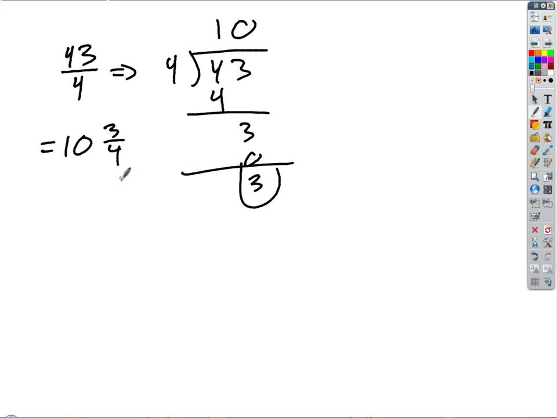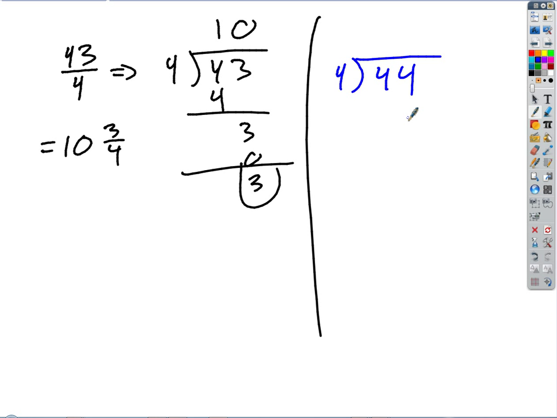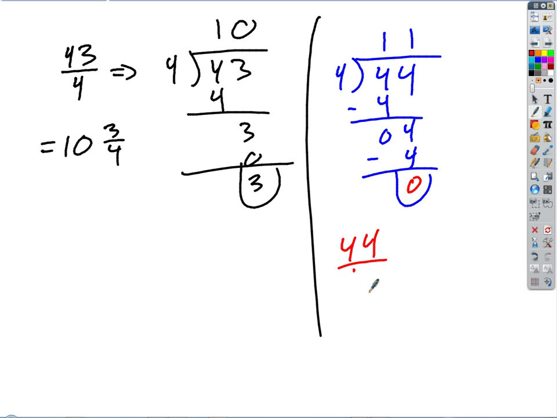But if I divide 4 into 44, 4 goes into 4 once. 1 times 4 is 4. Bring that down, they cancel. 4 goes into 4 once, with 0 remainder. So, in other words, 44 over 4 equals exactly 11. Is 4 a factor of 44? Yes, it is.